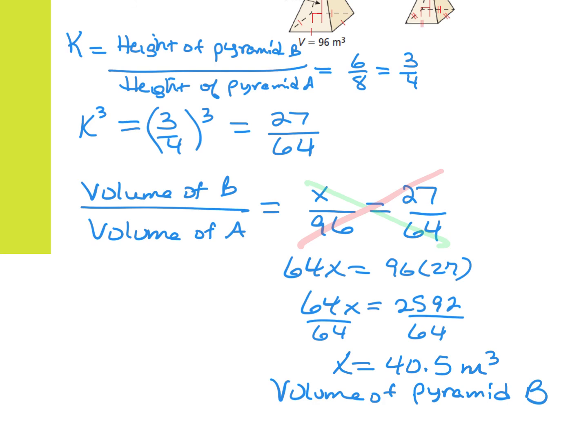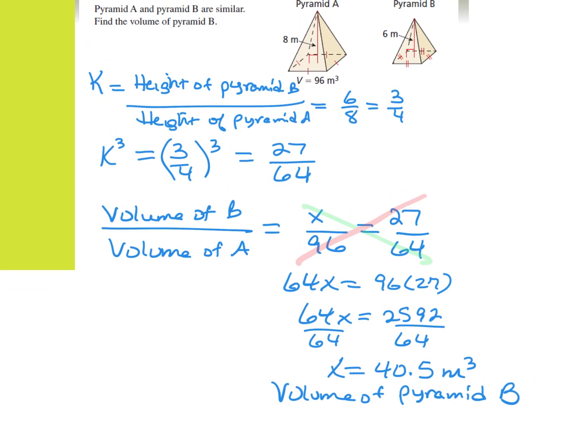Miss Ford, why did you, when we started off, why did you put height of pyramid B first instead of height of pyramid A? You can do it. You just have to stay consistent. So if you wanted to do the heights as A over B, then you would do 8 over 6. But then over here, you would have to flip it to 96 over X. It doesn't matter. Just stay consistent. Okay, good?